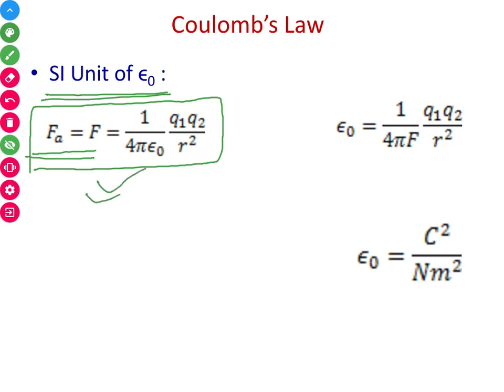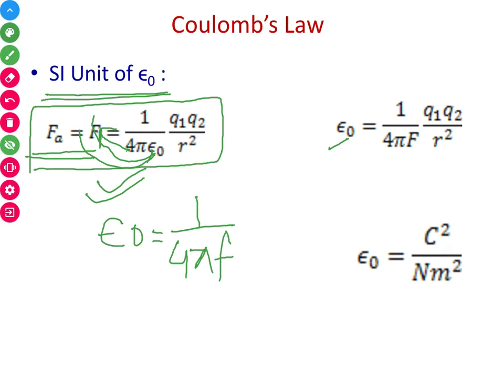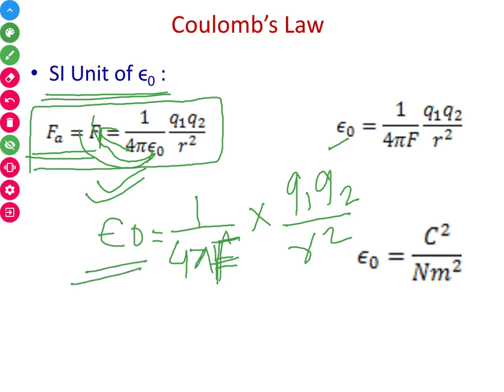From this expression we can easily find out the value of epsilon naught. 4 pi epsilon naught goes here, and F is here, so epsilon naught is equal to Q1 Q2 upon 4 pi F r square, where F is the force. So from here we can easily find out the SI unit of epsilon naught.